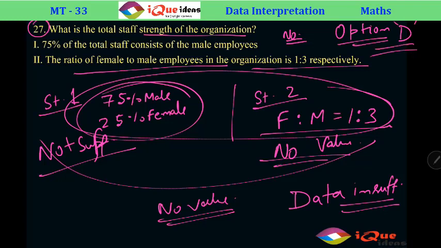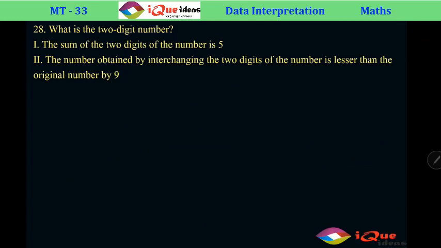All right, now let's take up the next one. Now this question says, what is the 2-digit number? Again, we need a definite value. What is the 2-digit number? Statement 1 says the sum of the 2 digits of the number is 5.